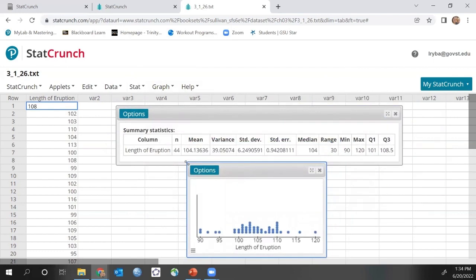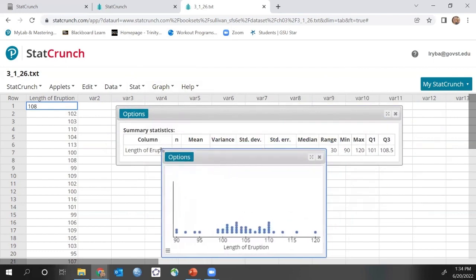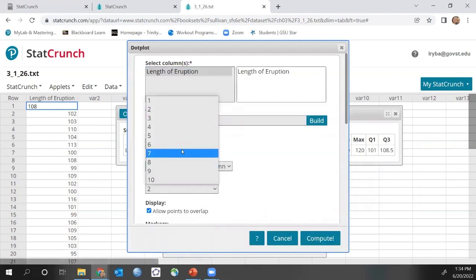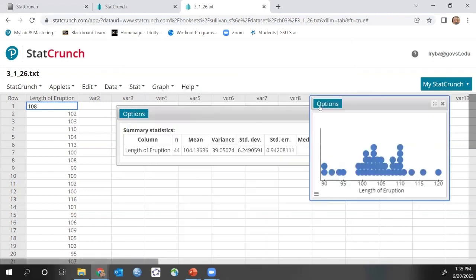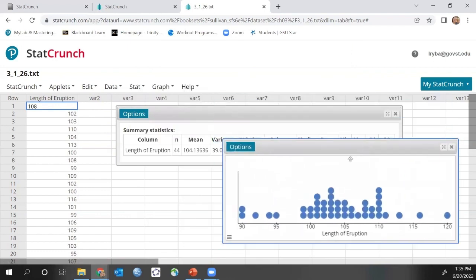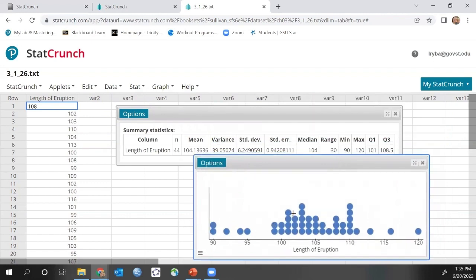All right, not too bad. Oh, I like to make my dots larger so that I can see them, because I have a hard time viewing them there. There we go. Pretty overall kind of symmetric here.